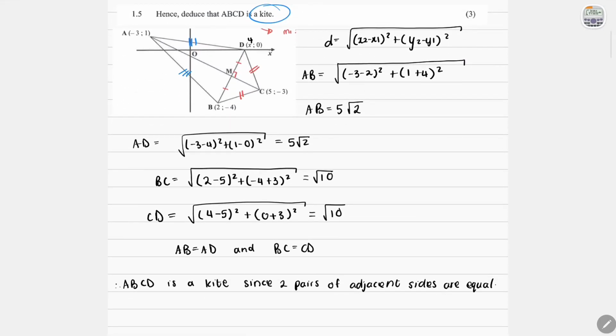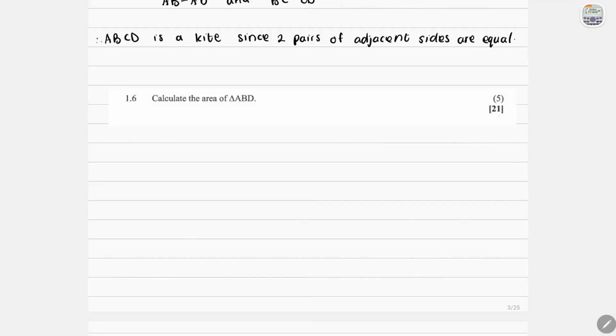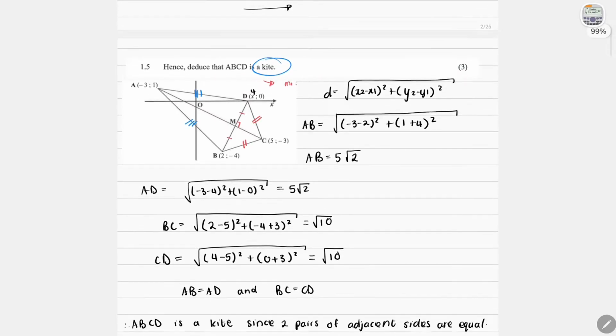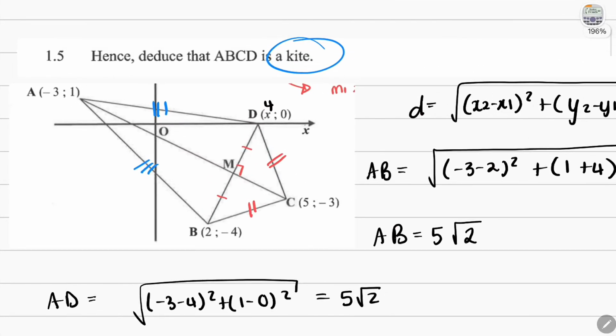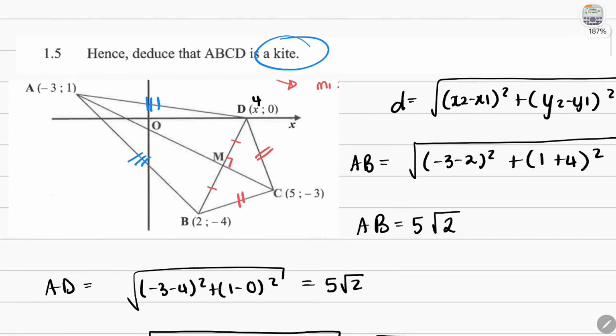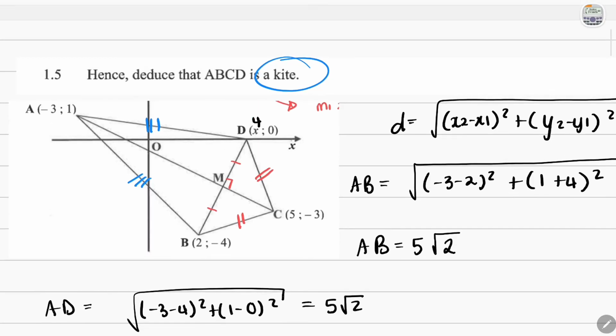Moving on to the next question. Question 1.6 says, calculate the area of triangle ABD. Okay, so triangle ABD, this triangle over here, how can we find that area? Okay, always try to go with a half base times height first before looking into other things, because it's just one of the simplest ways to work with this.